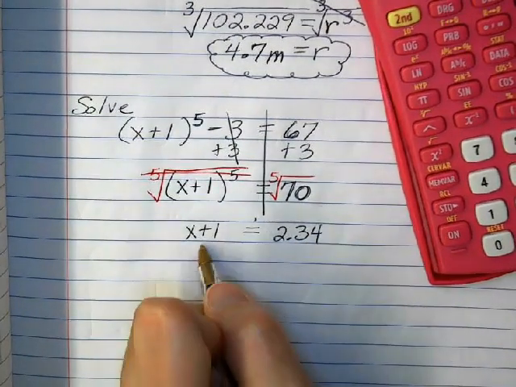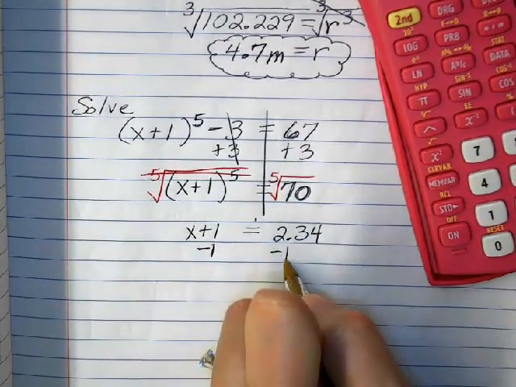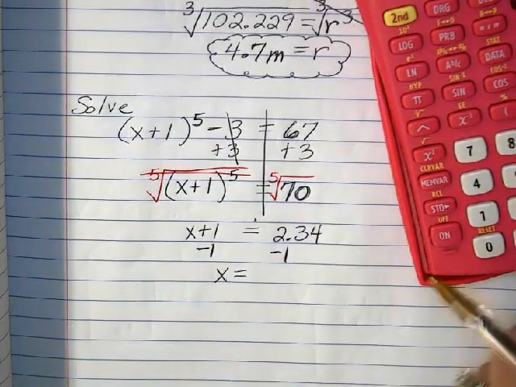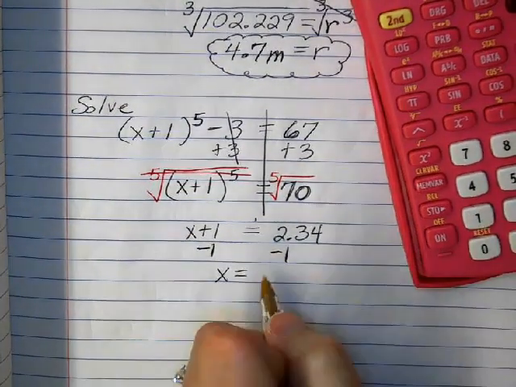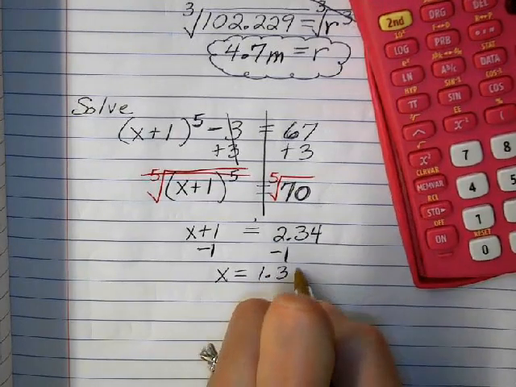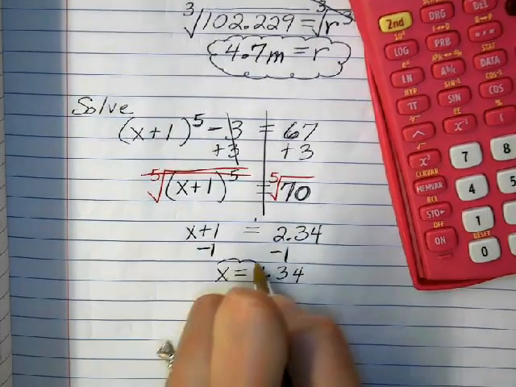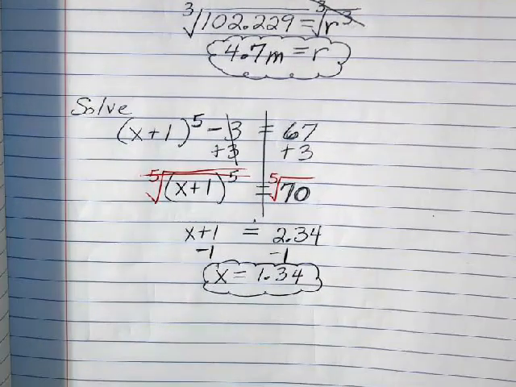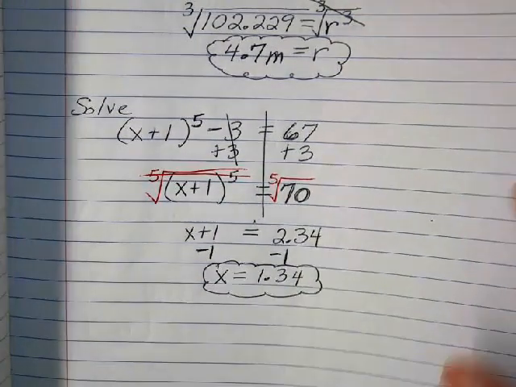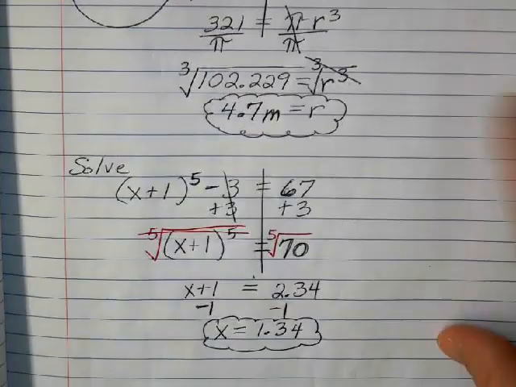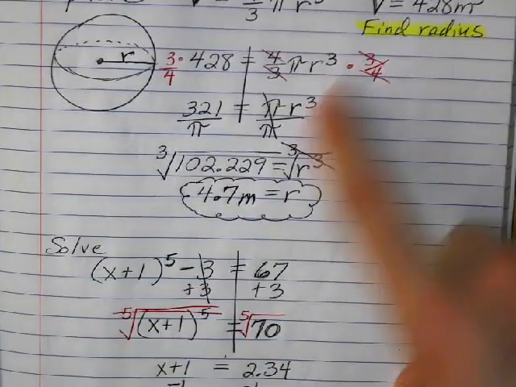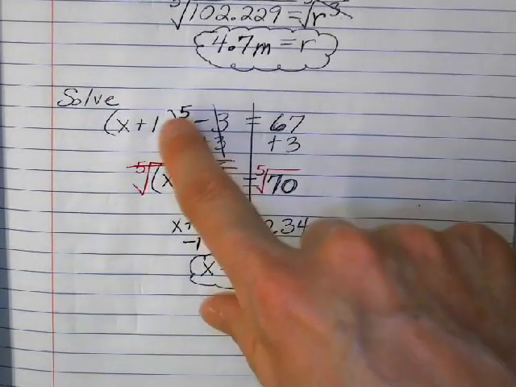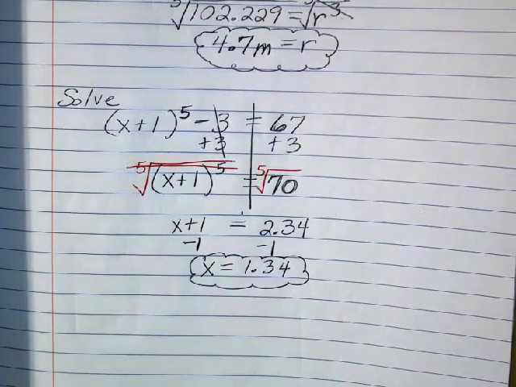So if we subtract 1 from that answer, we get 1.34. Now we're done. So overall, I hope you find it pretty easy. Just plug numbers into a formula sometimes and solve it. To get rid of 5th power, 5th root. To get rid of 4th power, you do the 4th root. To get rid of squared, you take the square root. So I think you guys, what do you think? Not too bad?